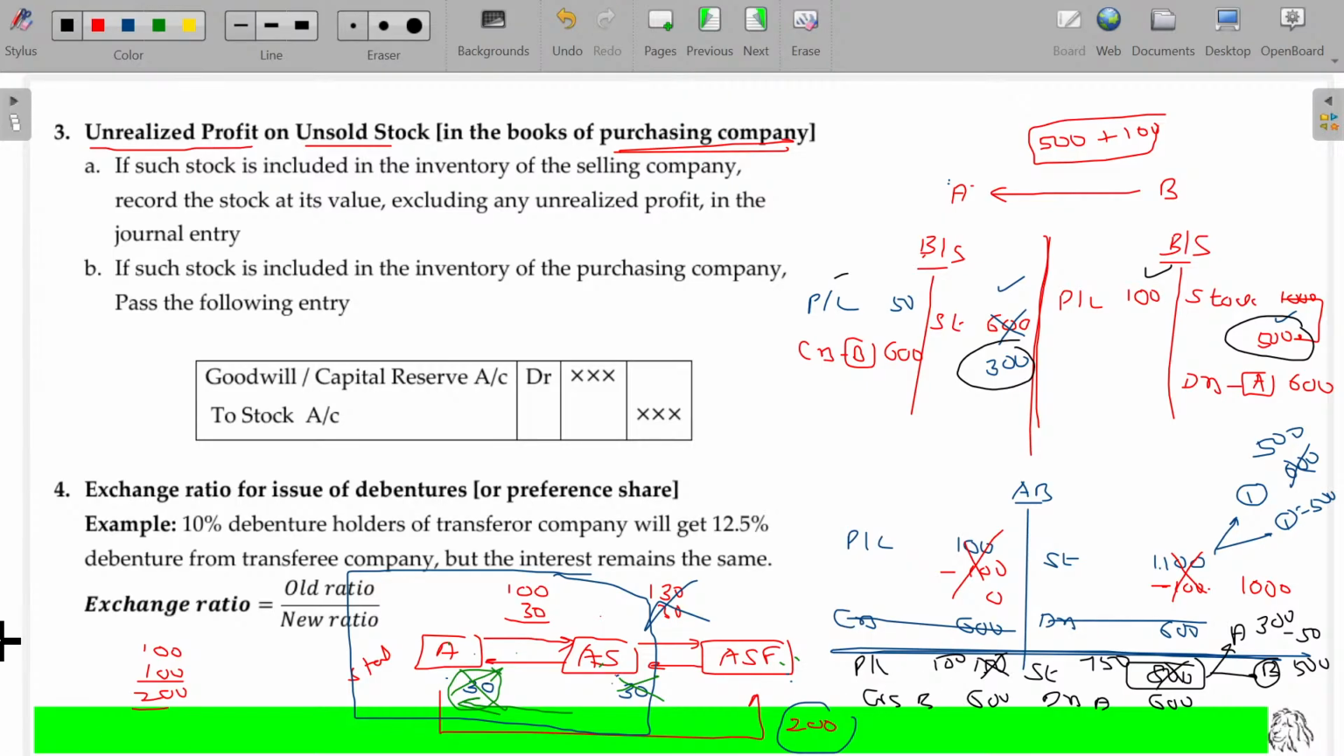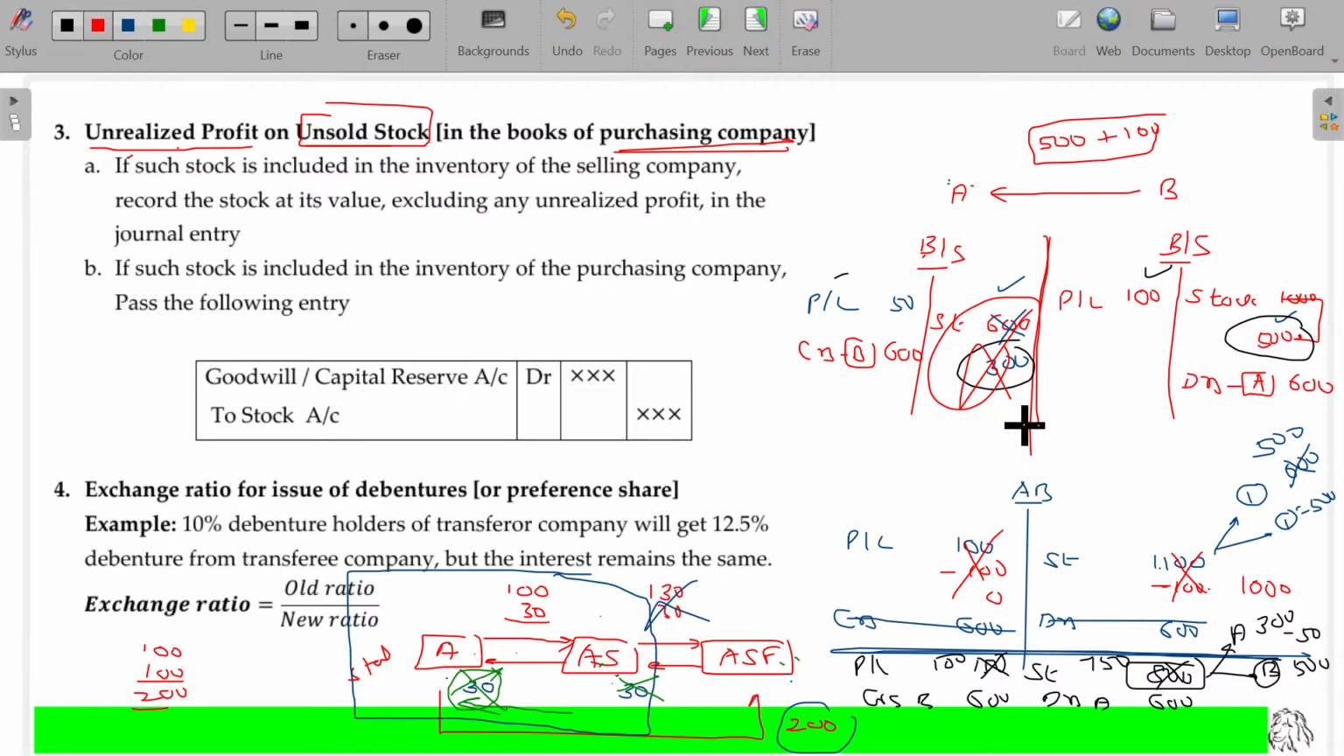So from this, it is very clear. Not all the profit on all the stocks transferred from B to A. Only to the extent of stock remaining unsold in the hands of the transferee will be removed. That's why I use the term unrealized profit on unsold stock. If all the stocks are sold, no problem, there will not be any adjustment. If the stocks transferred from B to A remain unsold, then all the profit will be removed. If only 50% remains unsold, only 50% of the profit is going to be removed. If all the stocks are sold, forget about that.